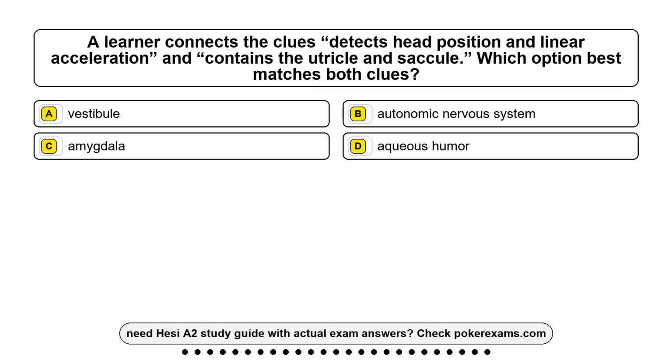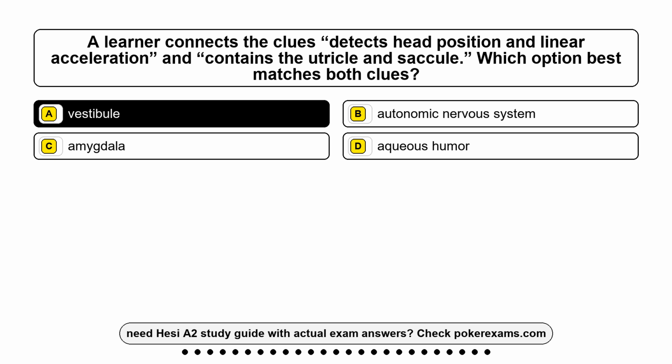Question 18. A learner connects the clues: detects head position and linear acceleration, and contains the utricle and saccule. Which option best matches both clues? Option A, vestibule. Option B, autonomic nervous system. Option C, amygdala. Option D, aqueous humor. The correct answer is option A, vestibule.